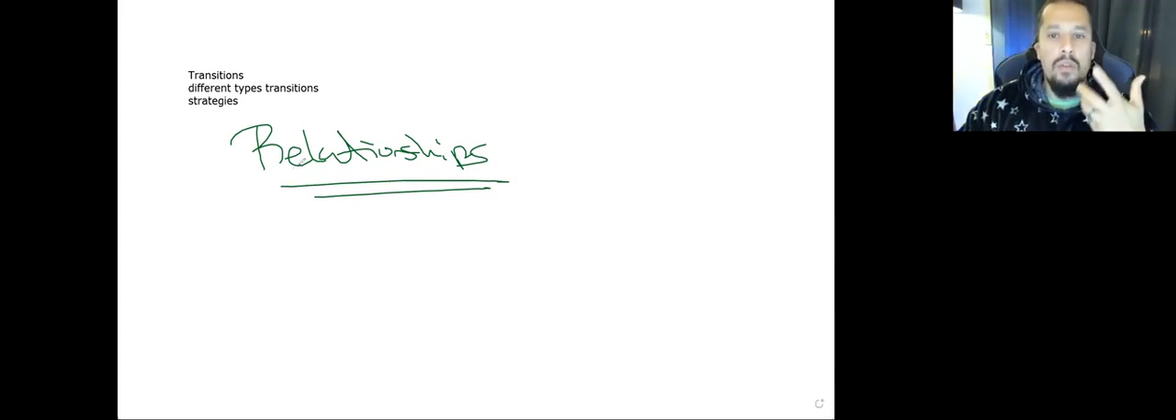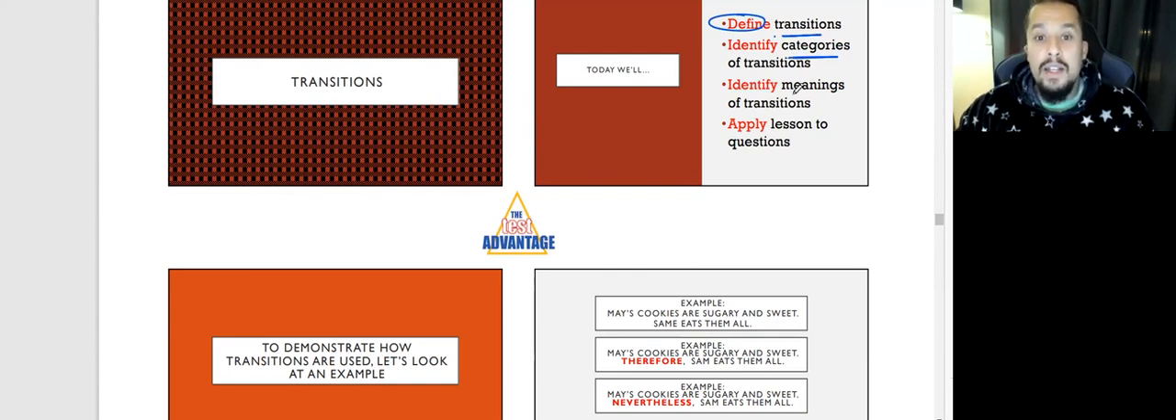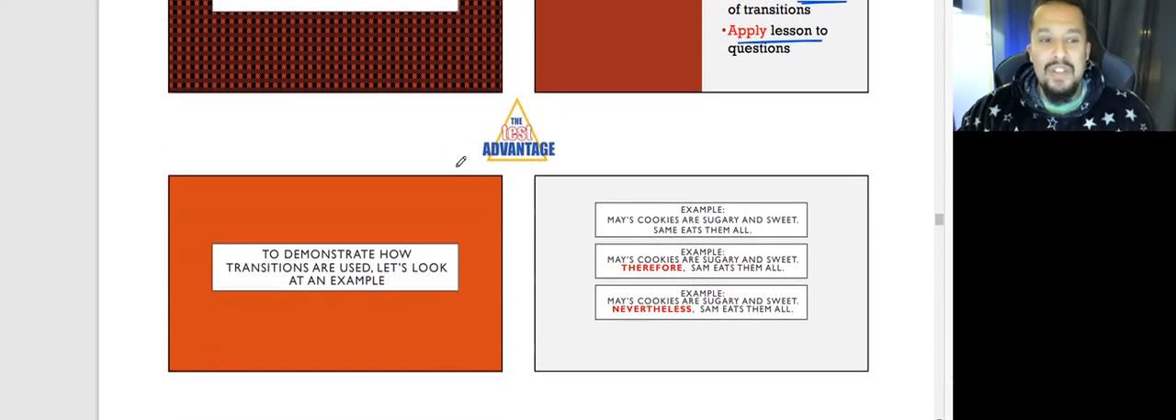So this is why it's critical for us to review different types of transitions and see the real meanings of them. We're going to cover most of them, hopefully the 3 categories, and then we're going to cover practice and examples. This explanation will take about 10 minutes or so. And if you're watching the video, please, after the video, jump into practice. So like we said, today we will define different transitions, identify the categories, identify meanings of transitions, and apply the lesson to all questions.